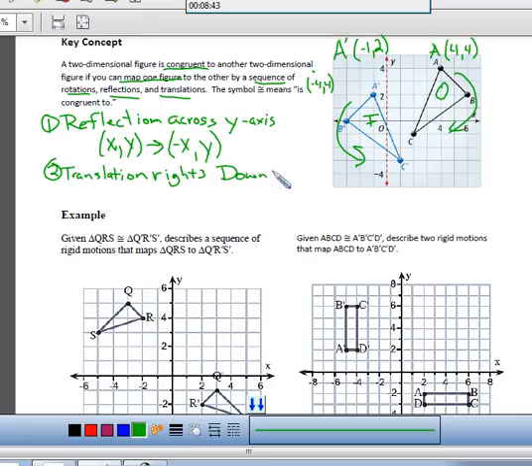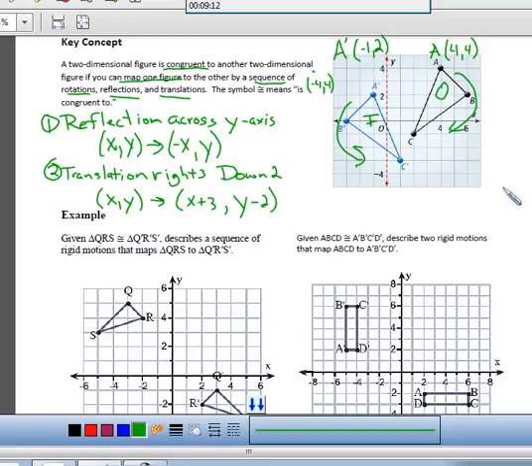And I can write that rule, nice and simple. So my point is (x, y). To go to the right 3 means I add 3 to x. And to go down 2 means I subtract 2 from y. And that's how you would get from the original figure to the image. You reflect over the y-axis, so you take all your points and do (-x, y), the opposite of x. And then you translate it to the right 3, down 2. So all your points are going to add 3, subtract 2.